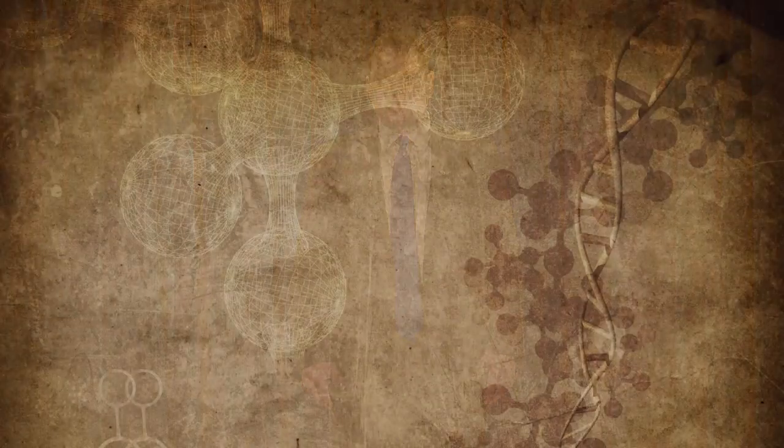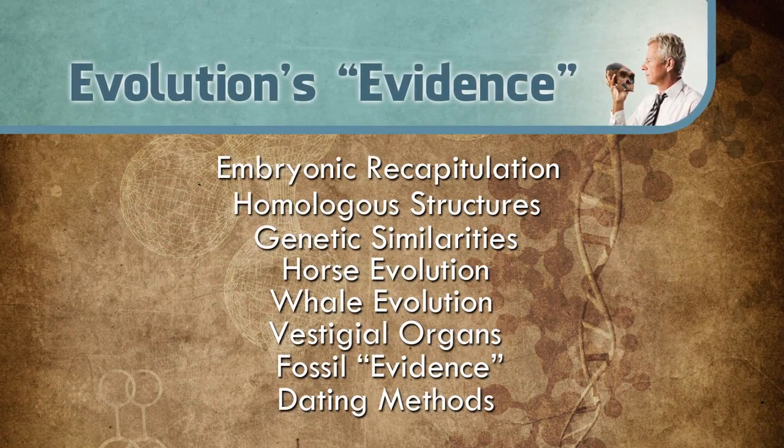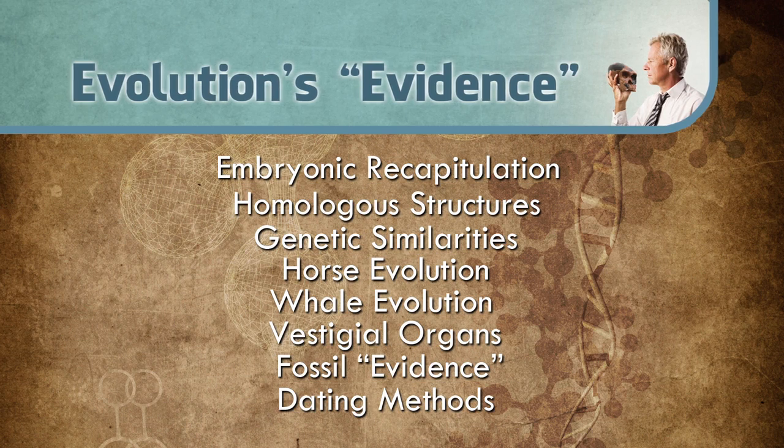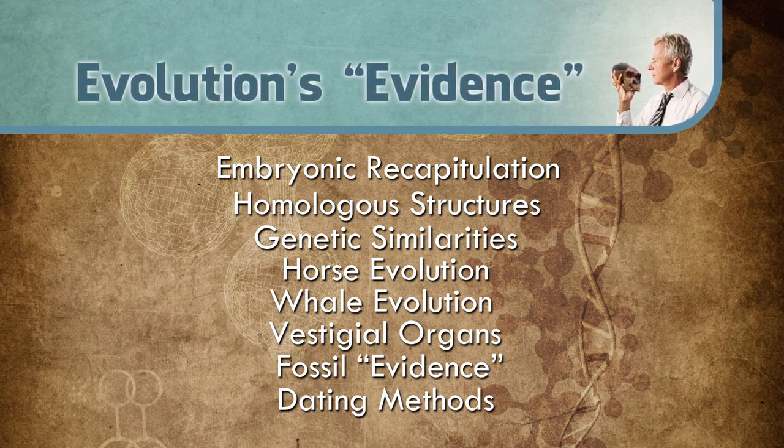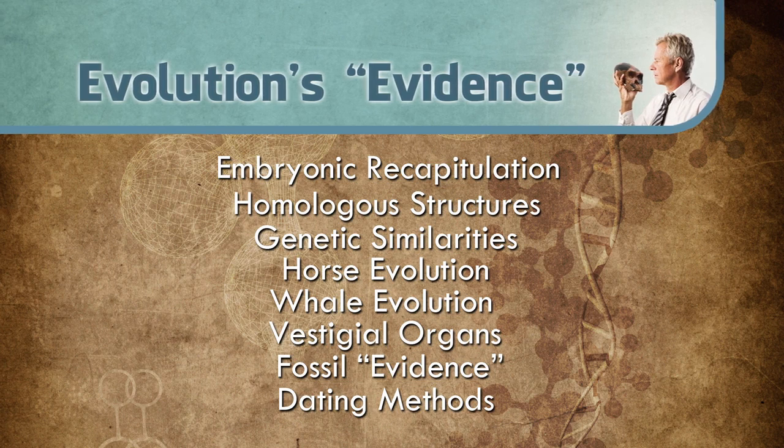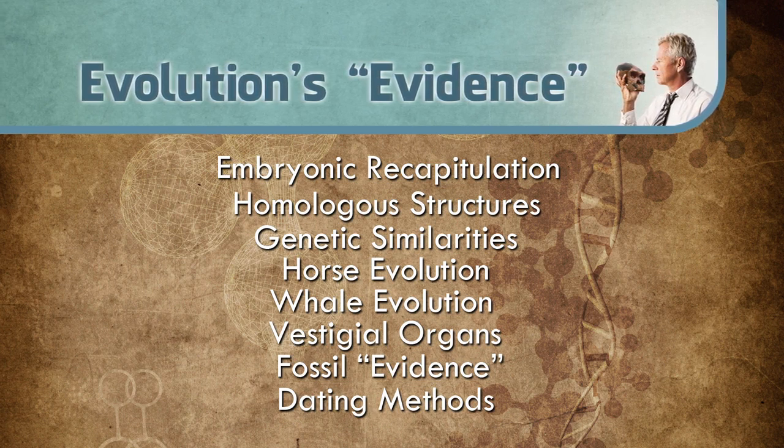In order for a theory to be true or an idea to be rational, it has to have supporting evidence. The proof that evolutionists generally point to try to substantiate evolution is listed on the screen. In the last two sessions, we examined the first 7 items on the list, and we're seeing that evolution's evidence has been woefully lacking. What about dating methods?